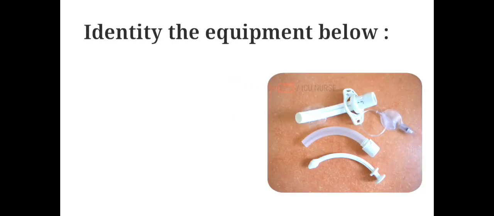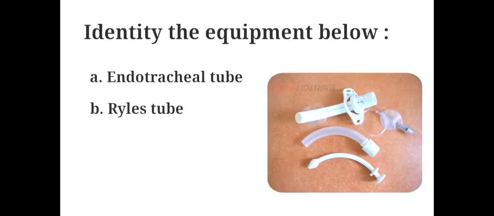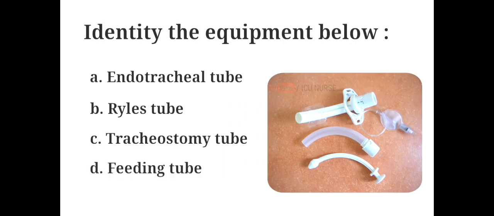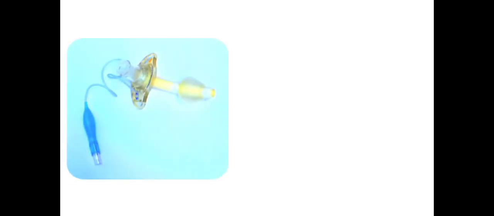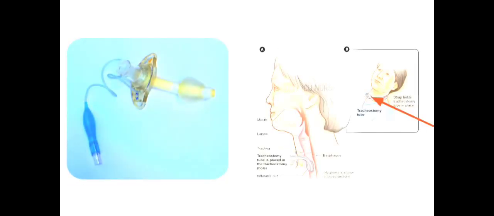Identify the equipment below. A. Endotracheal tube. B. Ryle's tube. C. Tracheostomy tube. D. Feeding tube. And the answer is C. Tracheostomy tube. A tracheostomy tube is a curved tube that is inserted into the tracheostomy stoma, that is, the hole made in the neck and windpipe.